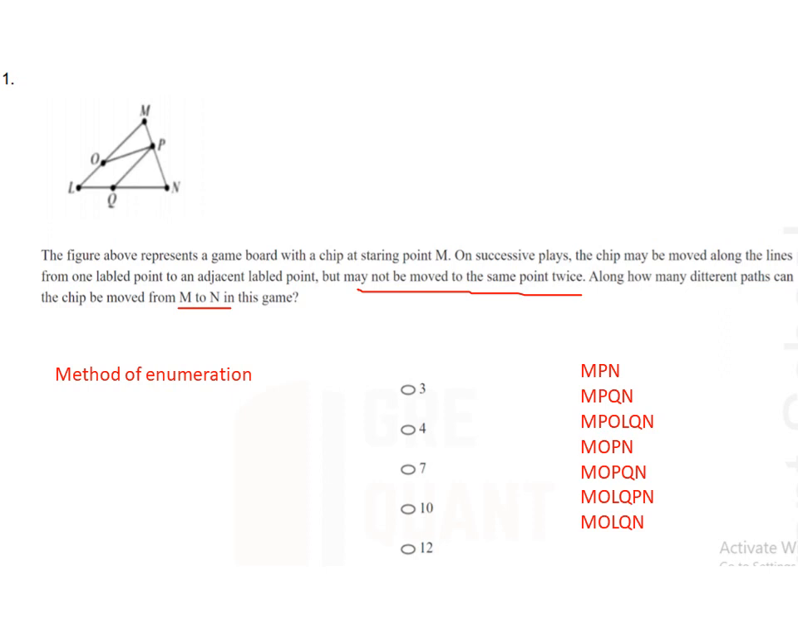MPN. This is one path. MPQN. This is another path. In this way, you can find 5 more paths. So the total is 7 paths. There are other methods to solve these questions, for example the counting method. However, I think that for this question particularly, the enumeration method will be easier to use. Let us move to the next question.